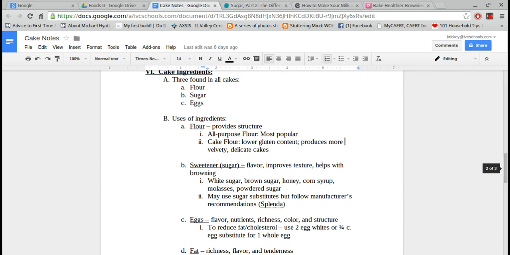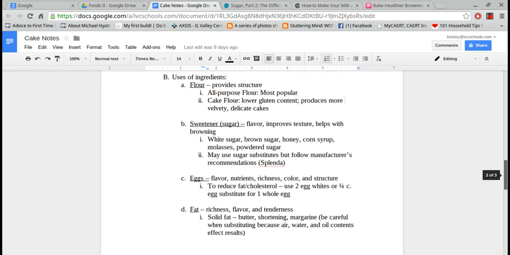You can use sugar substitutes, like Splenda makes a baking sugar substitute, but make sure that it is specifically designed for baking. You can't just open three Equal packs and expect it to work the same as normal sweeteners would. Eggs improve flavor, nutrients, richness, color, and structure.